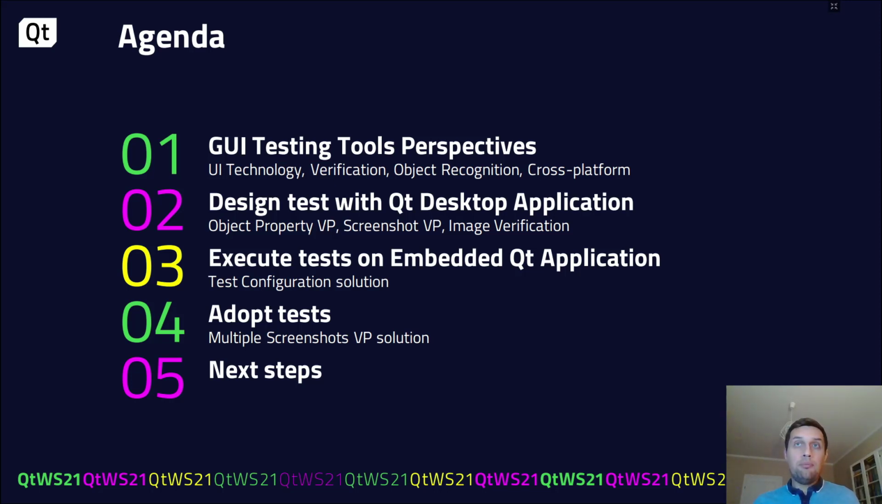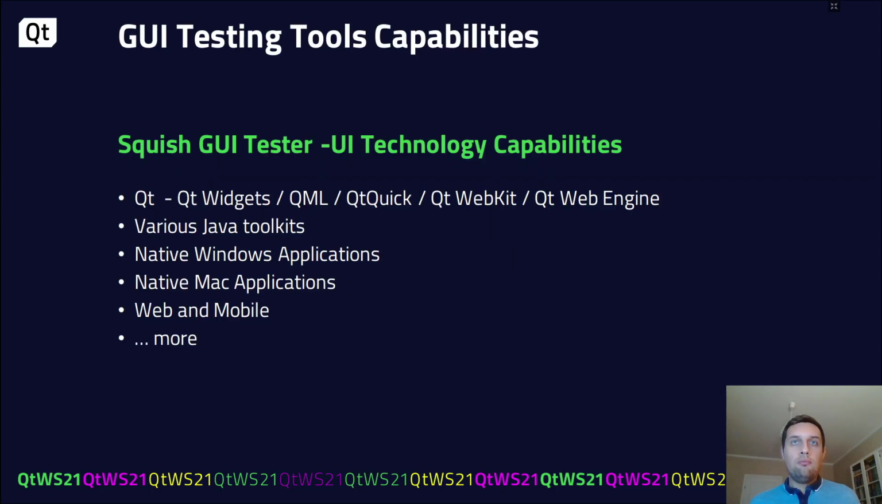I have an example Qt application, which is compiled for Windows desktop and also deployed on a remote device which runs Linux for ARM. First, I will design a few automated GUI tests for the Qt application on Windows desktop. Then I will introduce a test configuration where the user can decide where the test should be executed. And after running the tests on an embedded device, I will adapt our tests so they are valid for both environments.